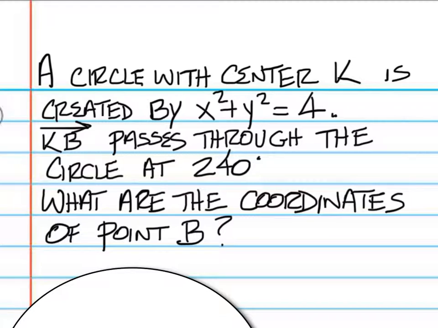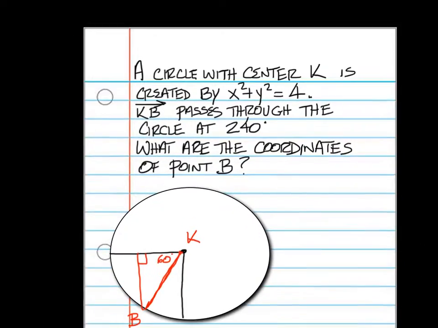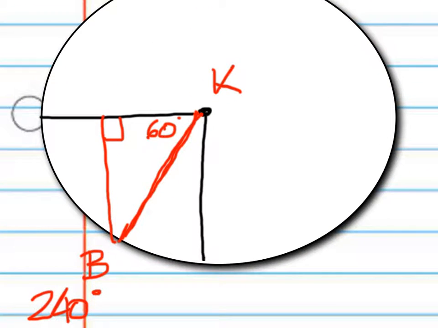Lesson 5. A circle with center K is created by x squared plus y squared equals 4, not 1. And you know that we've been over the general form of that, where the radius is found by square rooting the term on the right. The square root of 4 is 2. So that gives us a radius of 2.